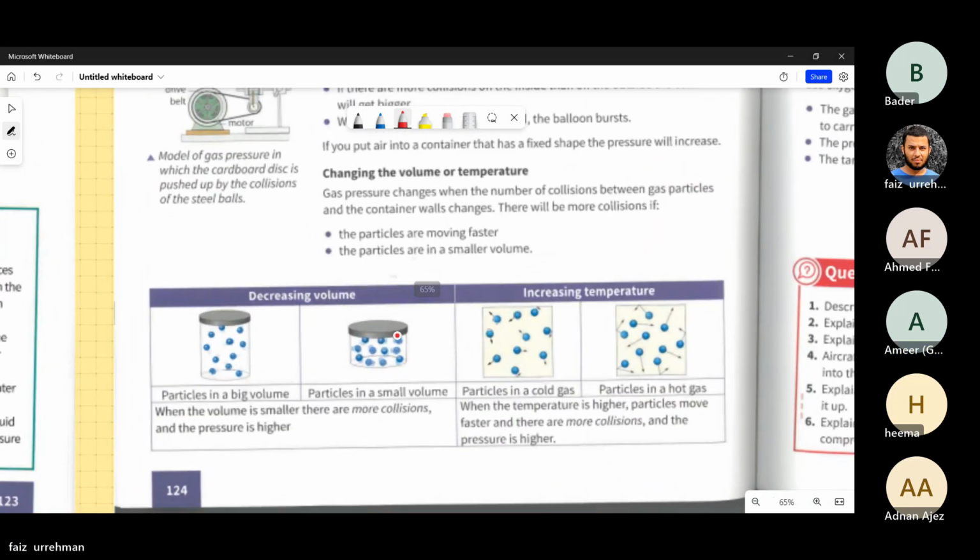When the volume is smaller, when temperature is low, pressure is high. Okay, high pressure. But when you have high temperature, heat, what will happen? Low pressure.